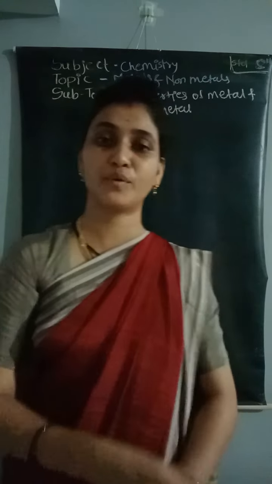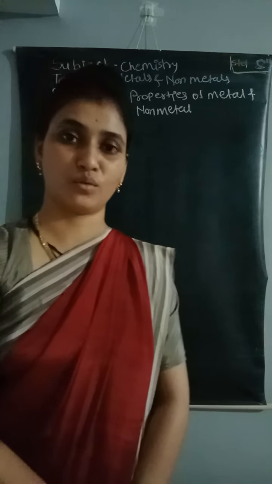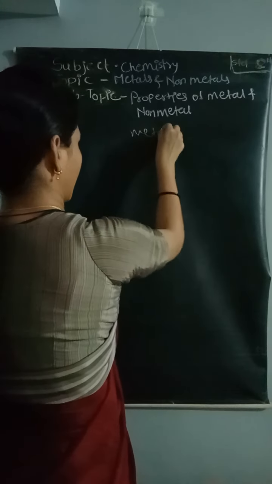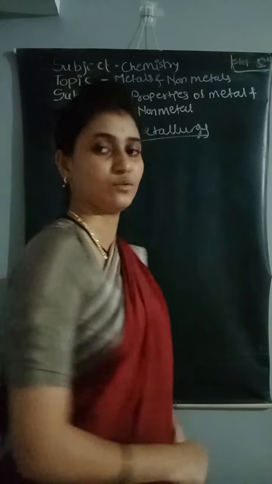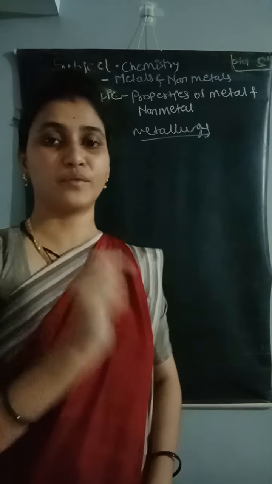Also, some metals like aluminium and copper, we can extract from the rocks. And the extraction of pure metal from the ores, that process is called metallurgy. What is it called? Metallurgy. The process of extraction of the pure metal is called metallurgy.